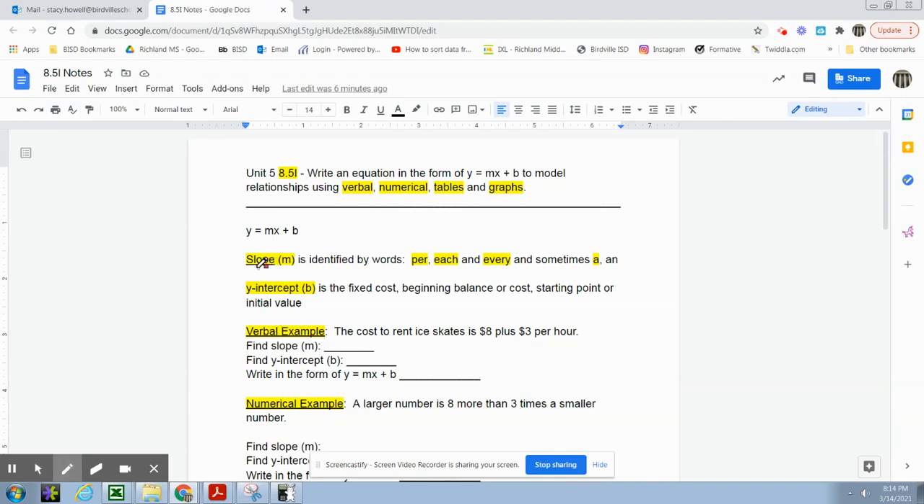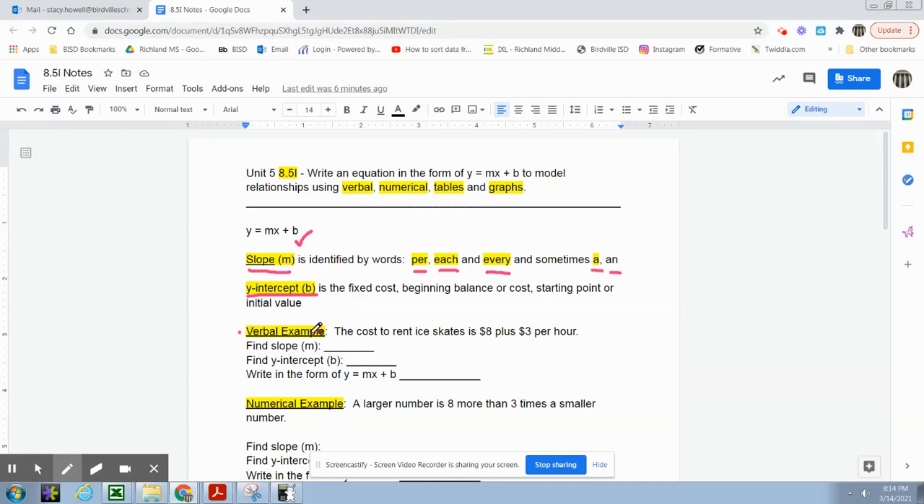The slope is identified by words such as per, each, every, and sometimes a and an. So the number next to these words is going to be your slope. The y-intercept, which is represented by b, is the fixed cost, beginning balance, starting point, or initial value.